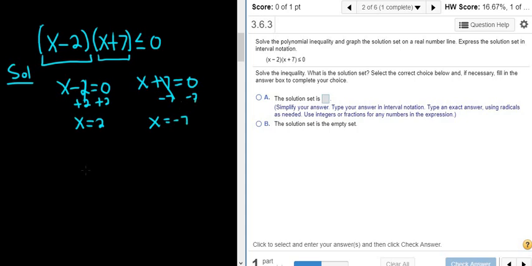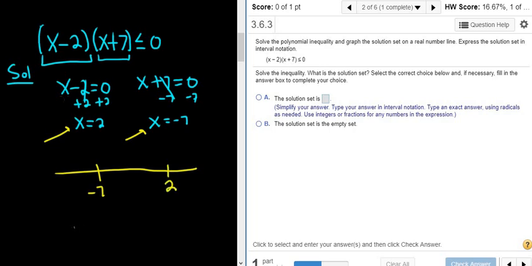The next step is to take each of these answers and plot them on a number line. So again, first thing you do is factor, then you set each piece equal to 0, you solve, and you plot these on a number line. So negative 7 is here, and 2 is here. Okay, so now you pick test points.